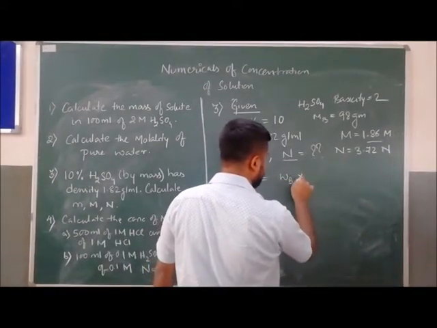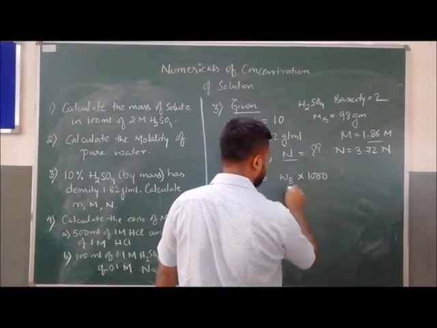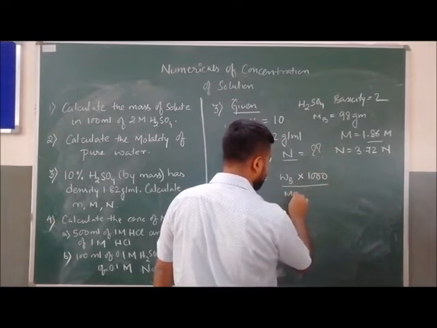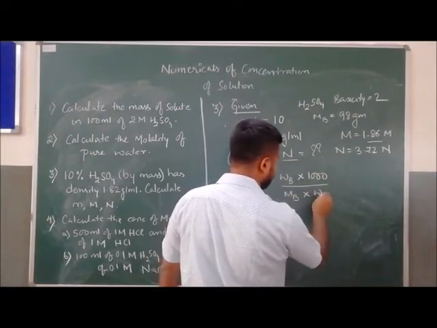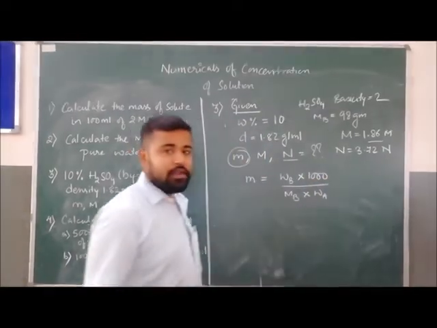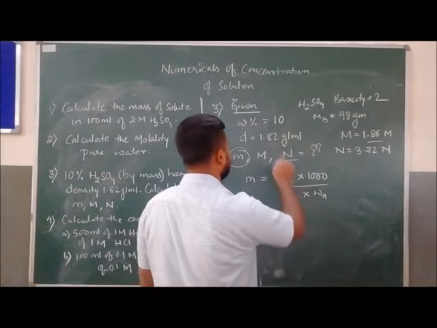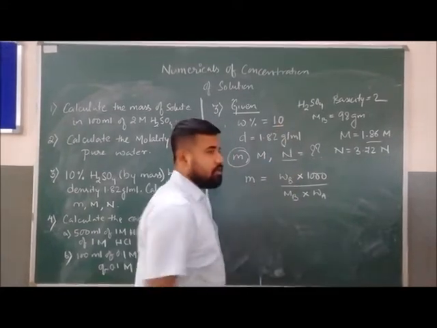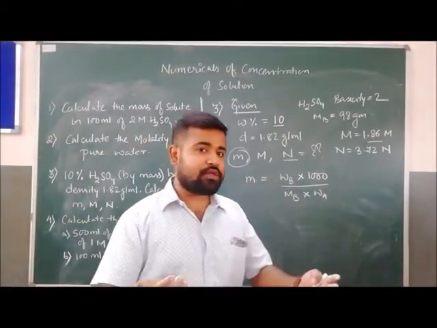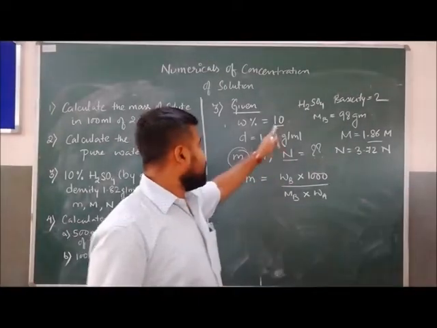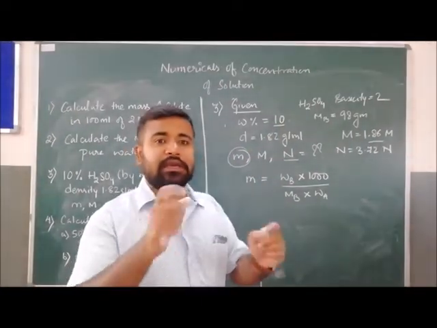WB into 1000 by MB into WA. So what is WB? WB is 10%, means if the total solution is of 100 gram, then the amount of solute is 10 gram.